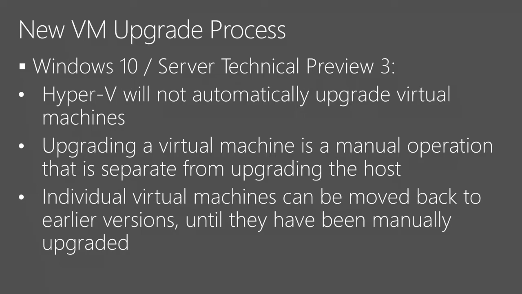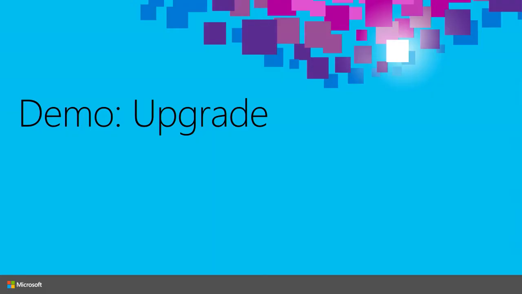So you can take checkpoints, you can do save states, you can change settings, you can do whatever you want, and you can still move that virtual machine back to a previous version. Then, if you get to the point where you're like, OK, I want to use features that are only available in 2016, you can do a manual upgrade process. So this is all about giving people flexibility and control.